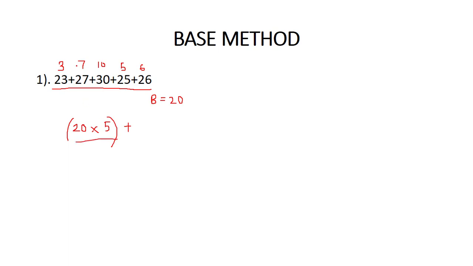So 3 plus 7 is 10, 10 plus 10 is 20, 20 plus 5 is 25 and 25 plus 6 is equal to 31. So we will add 31 to it. Now the addition has become very simple. 20 into 5 is equal to 100 and 100 plus 31 is equal to 131. So the result of this addition is 131. In this way, using the base method, you can solve additions orally.